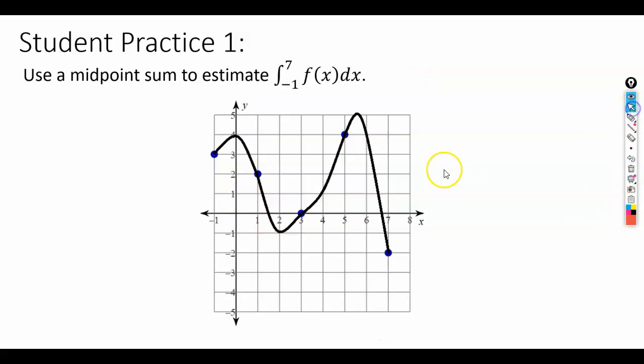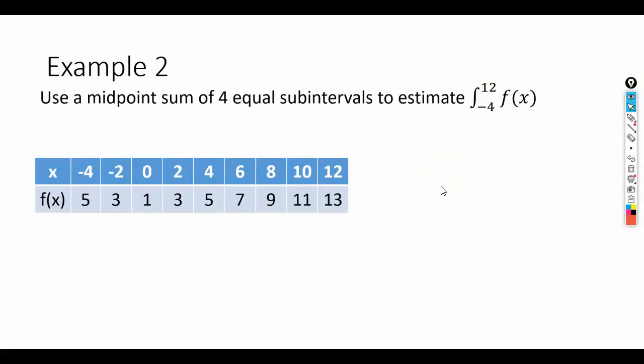All right, so that's doing it with a graph given. We can also do it with a table, though. Now, we don't have to turn this into a graph, although you could. So first of all, I want you to recognize that this problem is asking us to do a midpoint sum. They want 4 equal subintervals. So how do we do that?